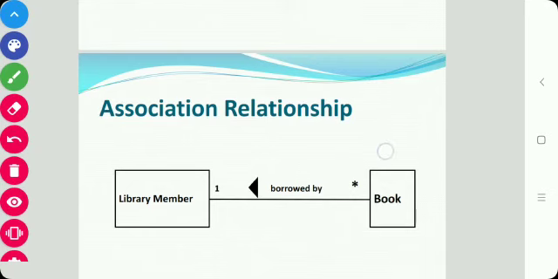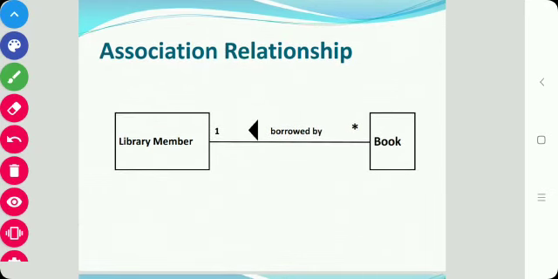So this is how the association relationship is indicated. Here library member and book are the two classes, and the books are borrowed by a library member, and this star shows the multiplicity. Star means multiple. So we can say multiple books are borrowed by a library member. So there is only one library member.